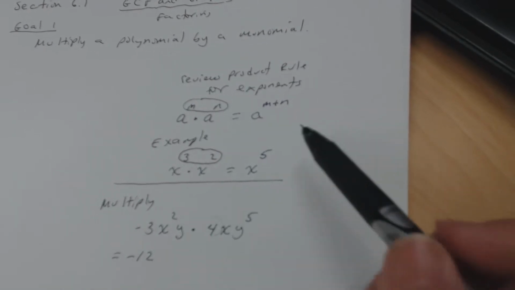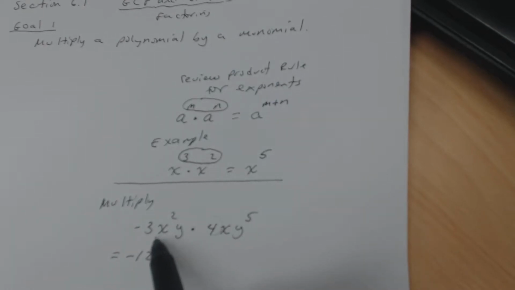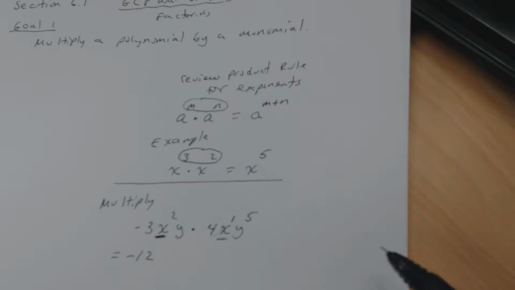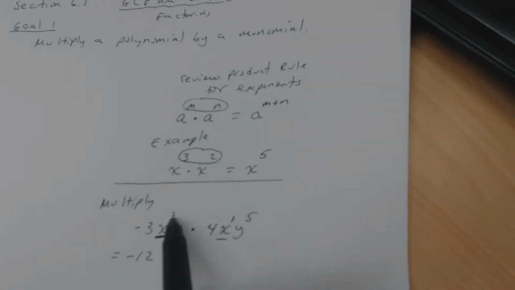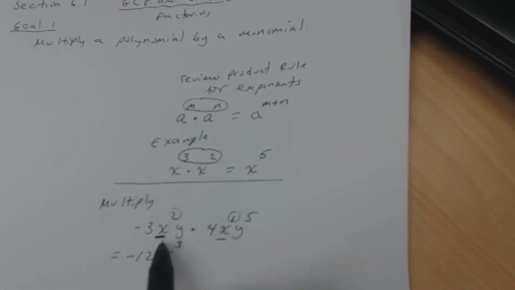Now let's use the product rule. If you look, this base is x, this base is x. Remember, if there's no exponent there, it's understood to be a 1. So when I multiply like bases, based on the product rule for exponents, I add these exponents. This 2 plus this 1 is 3, so I get x to the 3rd power. So x squared times x to the 1st is x cubed.